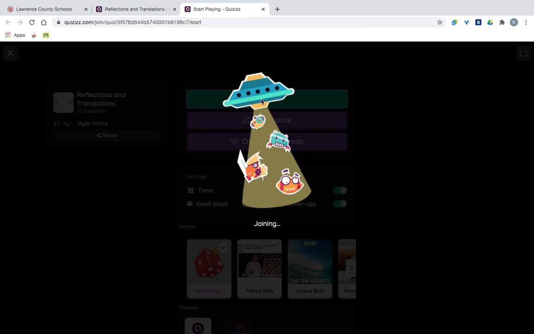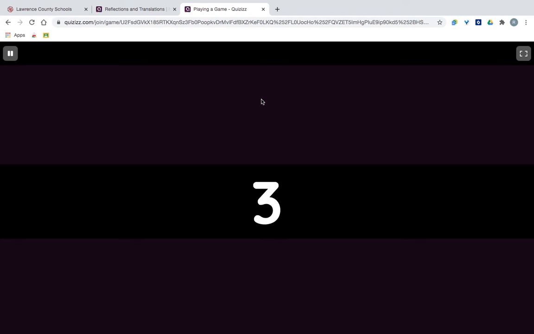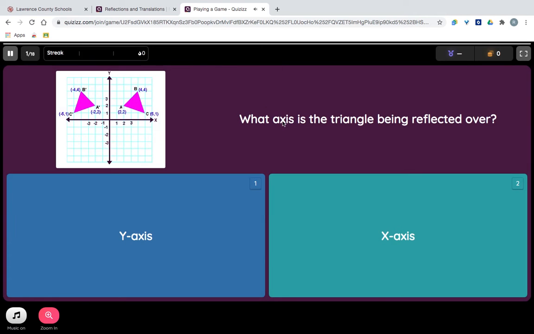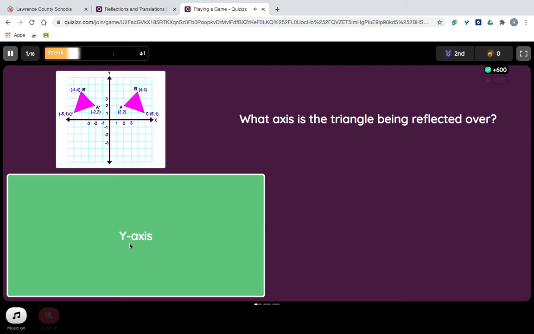Alright, so just to go through the quizzes we did yesterday, I'll show you a little bit of this reflection stuff, and make sure we all know what we're talking about. It says, what axis is the triangle being reflected over? This triangle is going from here to here. It's being reflected over the y-axis. This is the y-axis, up and down; x is the one that goes left to right. So that answer would be y-axis.